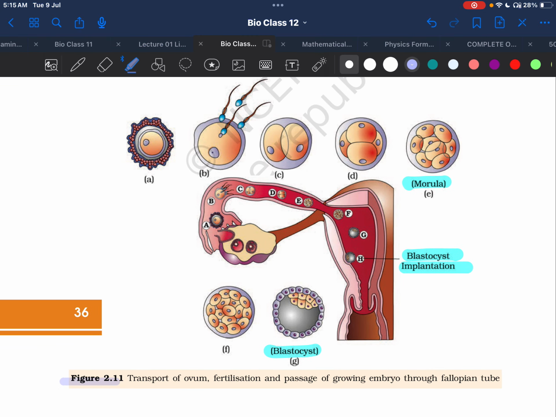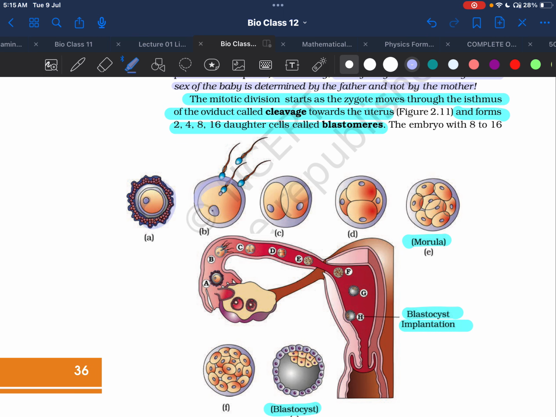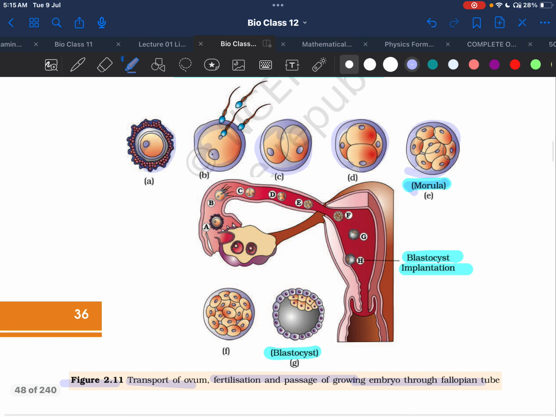Figure 2.11: Transport of sperm, fertilization and passage of growing embryo through the fallopian tube. A, B, C, D, E, morula, F, G, blastocyst, H, blastocyst implantation.